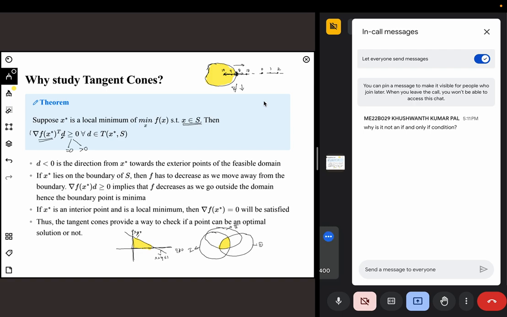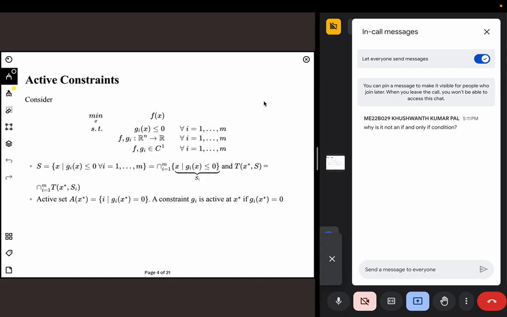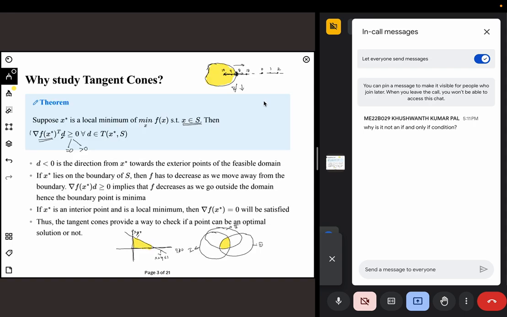Clear. Okay. So now, yeah, you can unmute yourself. Why is it not an if and only if condition? Okay, I just saw the message.